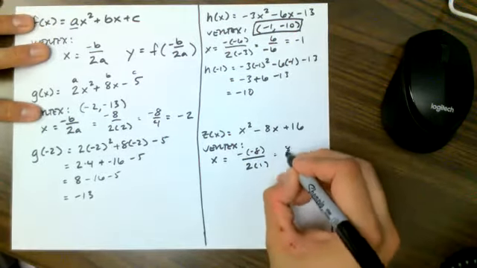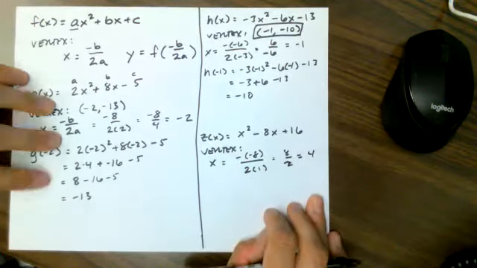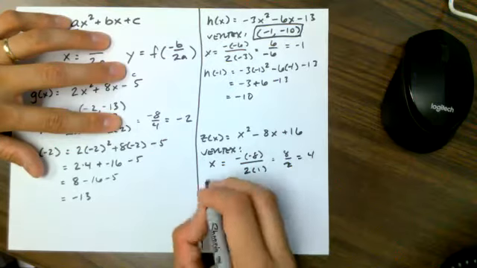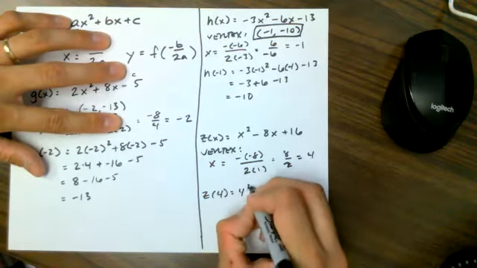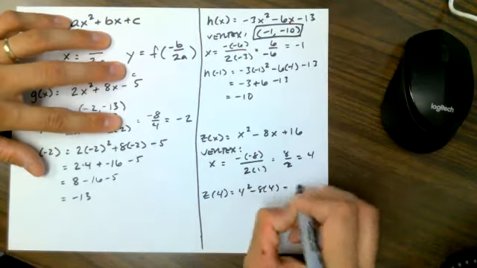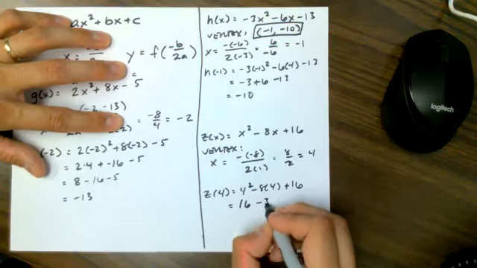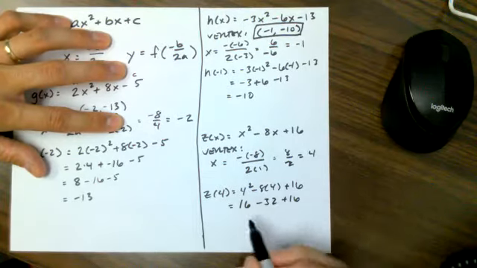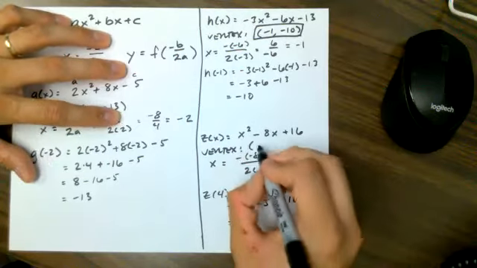So we get positive 8 divided by 2, right? So we get a positive 4. We plug that in, so z of 4 squared minus 8 times 4 plus 16. So we get 16 minus 32 plus 16. Hey, this winds up being 0. So our vertex is actually 4, 0.